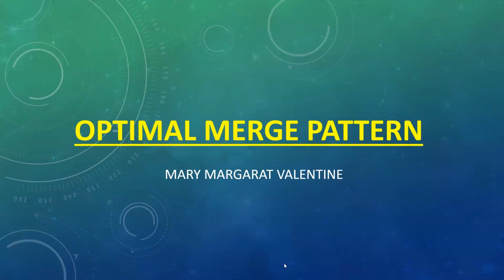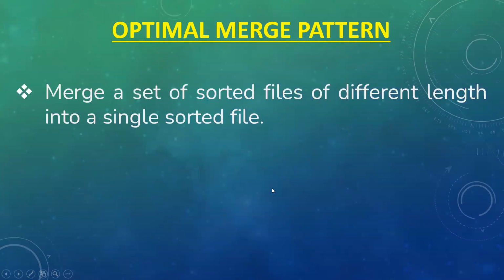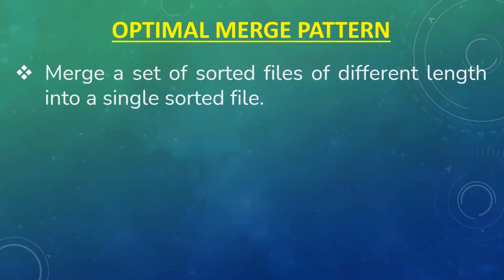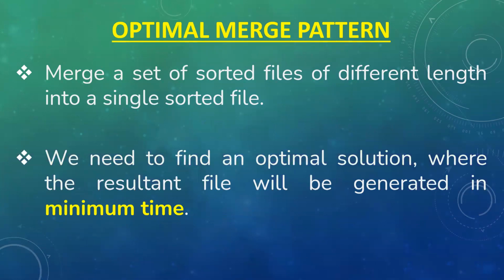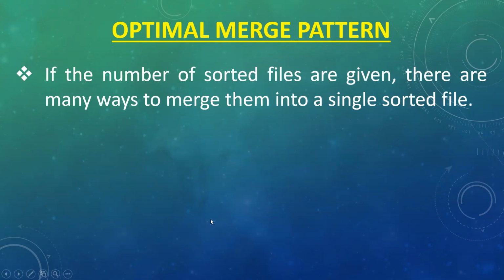Let's discuss the optimal merge pattern, which is again a greedy application. Here we have to merge different files of different lengths into a single sorted file. That is the objective of the optimal merge pattern. The constraint is that we need to find an optimal solution where the resultant file will be generated in the minimum amount of time. Here, minimum amount of time means the minimum number of record movements, which we will discuss in the example.